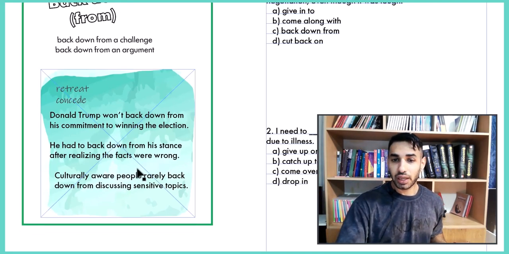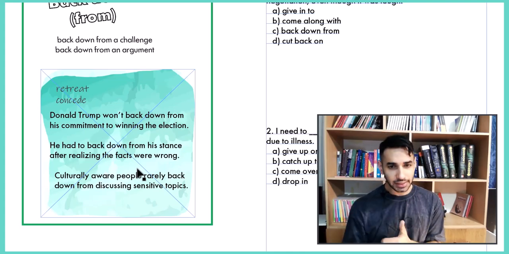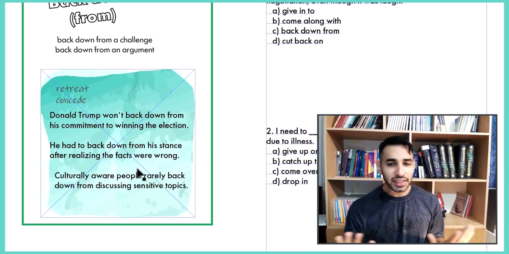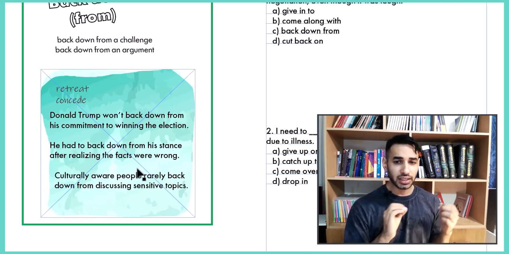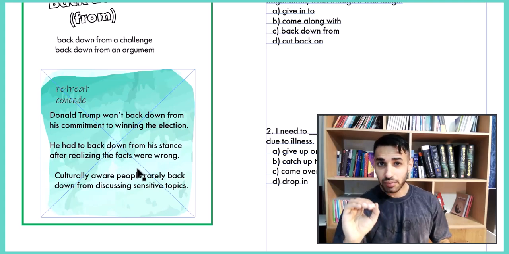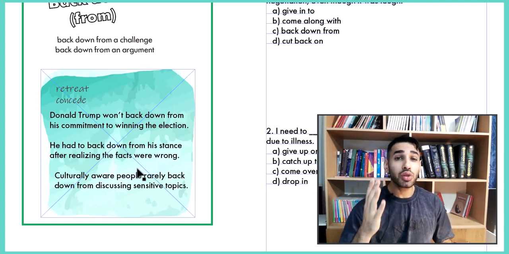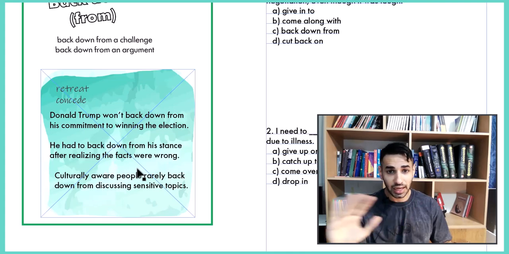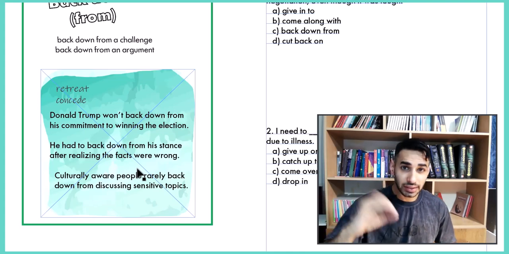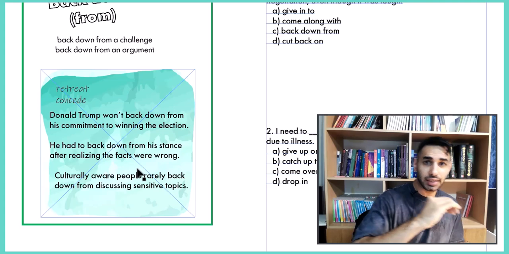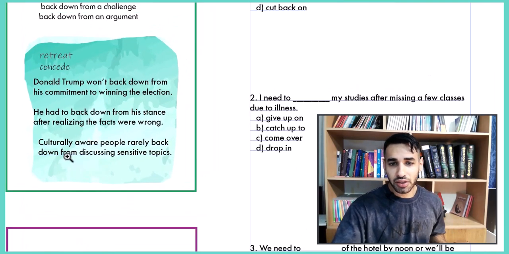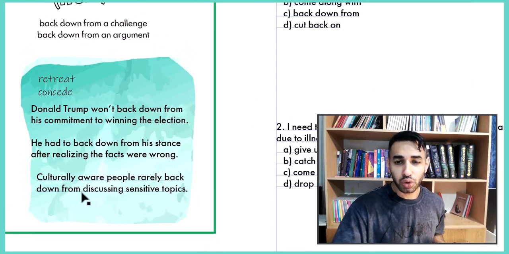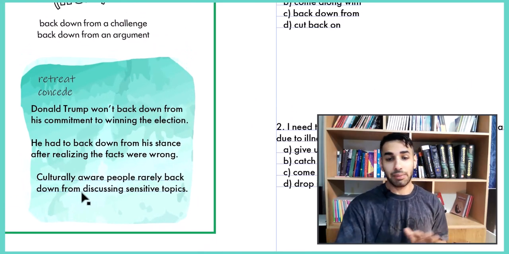Second example. He had to back down from his stance after realizing the facts were wrong. Somebody understood that the facts were wrong, yet he refused to withdraw from his stance, to leave his stance, to retreat. He insisted on his stance. So back down from means to withdraw from. And the third example, culturally aware people rarely back down from discussing sensitive topics.